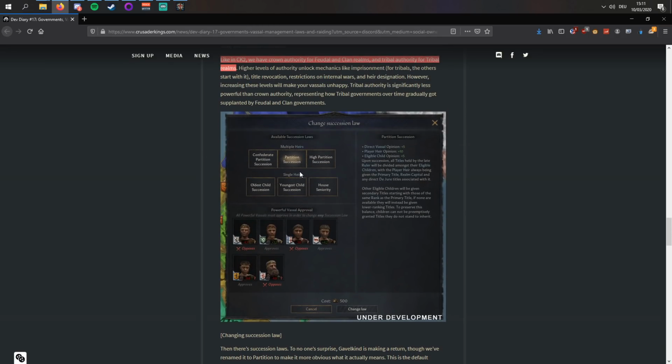They renamed it for easier access so that people understand it. And then we have this over here. We have oldest child succession, youngest child succession, so primogeniture, ultimogeniture, and house seniority. I want to point out, this is a point that somebody in the Discord sees as very important, and I do agree that that is quite important.